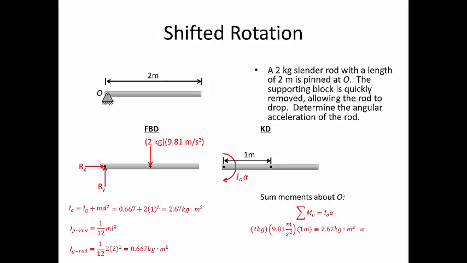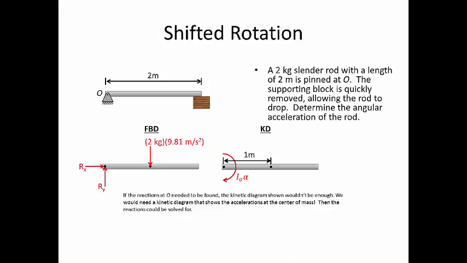The sum of the moments about O are simply our 2 kilograms times 9.81 meters per second squared to give us the weight of the bar, times its perpendicular moment arm, which is equal to 1 meter. That is then equal to our mass moment of inertia about O, which is 2.67 kilograms meters squared, times our angular acceleration alpha. The only unknown is alpha, and we solve for that, which gives us an alpha equal to 7.36 radians per second squared.